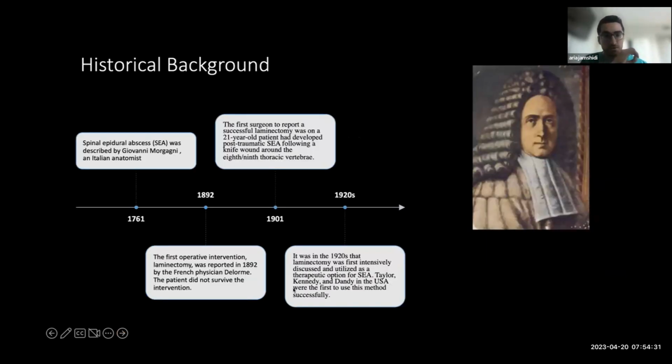Now, in terms of the historical background, the spinal epidural abscess itself was first described by an Italian anatomist in 1761. It wasn't until 1892 that the first operative intervention was undertaken, by a French physician. The patient, however, did not survive the intervention. In 1901, there was the first report of a successful laminectomy in which the patient survived, after a knife wound to the 8th or 9th thoracic vertebra.